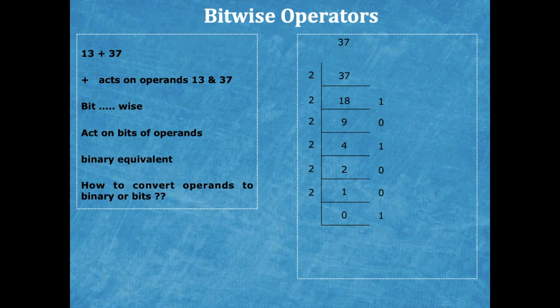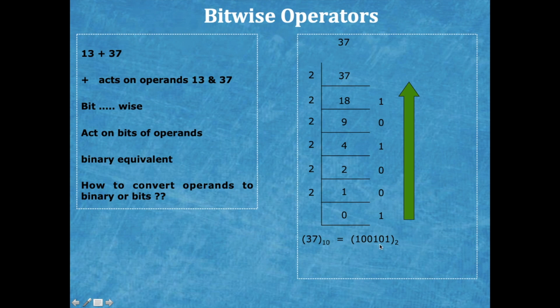Now you take all these remainders in the reverse order. When you take them in the reverse order, you get 100101 to the base 2. So that way you convert a decimal number like 37 to a binary number.